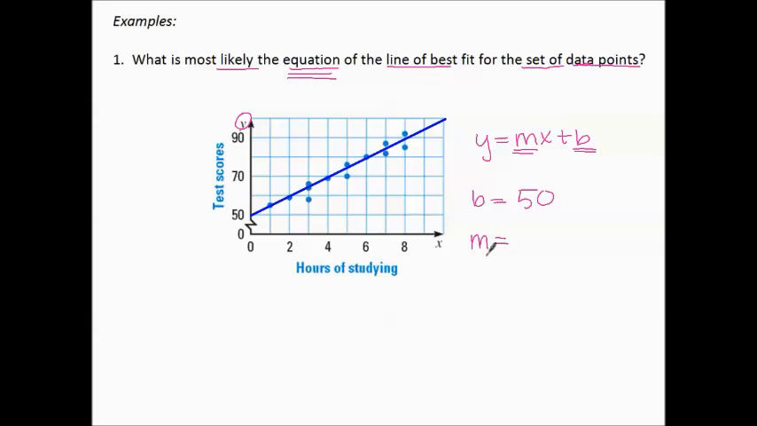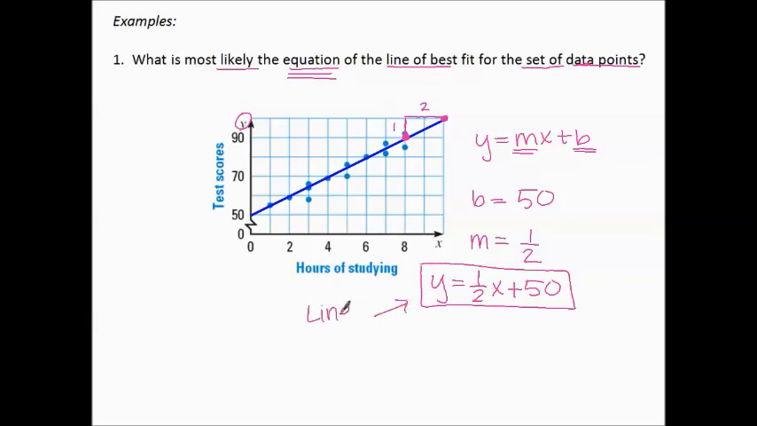And remember, I want to pick any 2 points on the line and find my slope. Here's 1 point. Here's another point. For my slope, I go up 1 over 2. So my slope is 1/2, and I know that it's increasing. It has positive slope, positive correlation, so it is positive. So when I write my equation, I'm going to write y equals 1/2 x plus 50. This right here is my line of best fit.